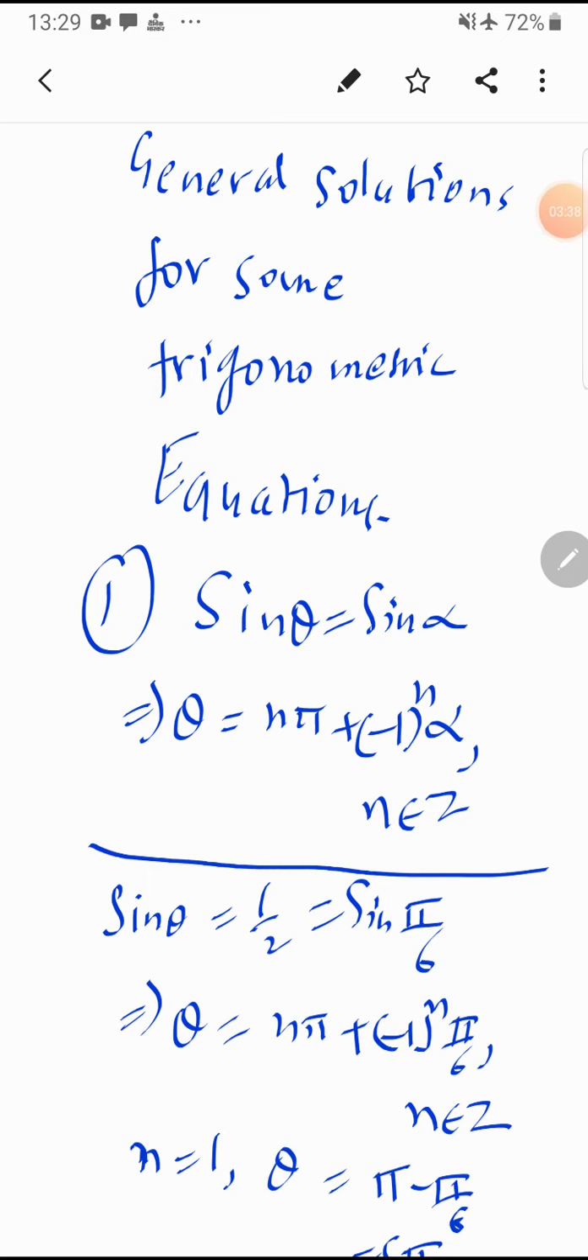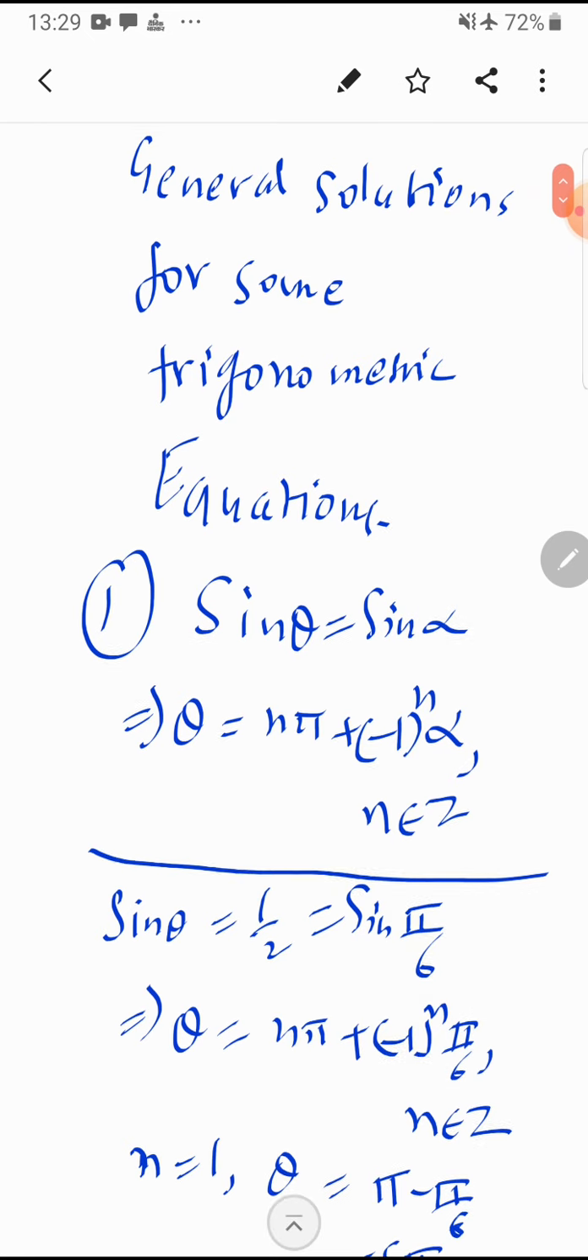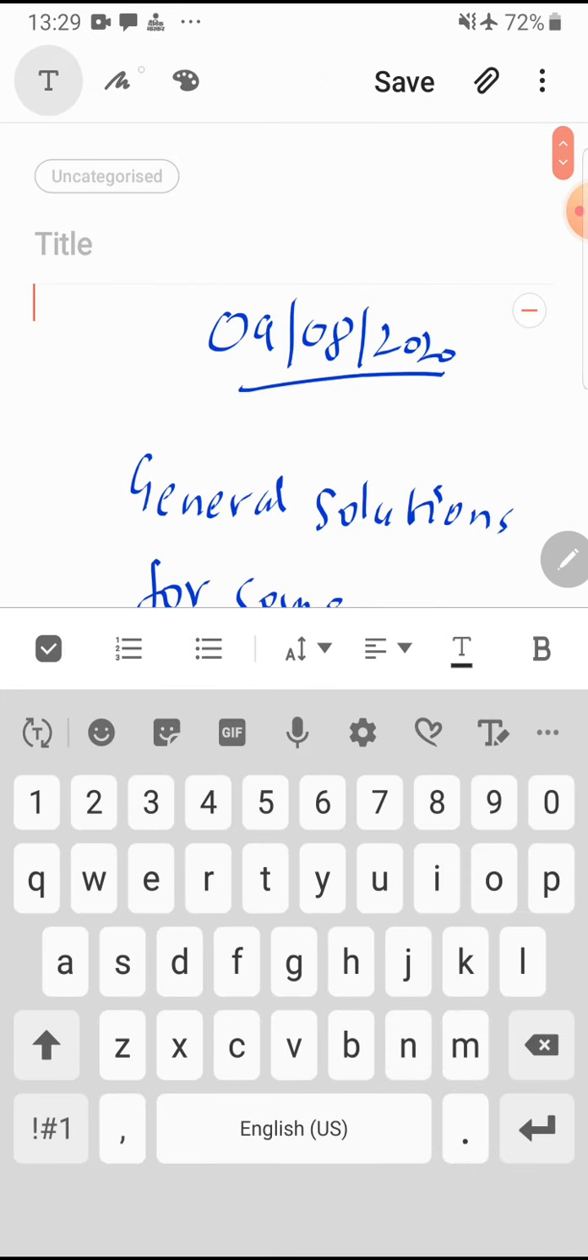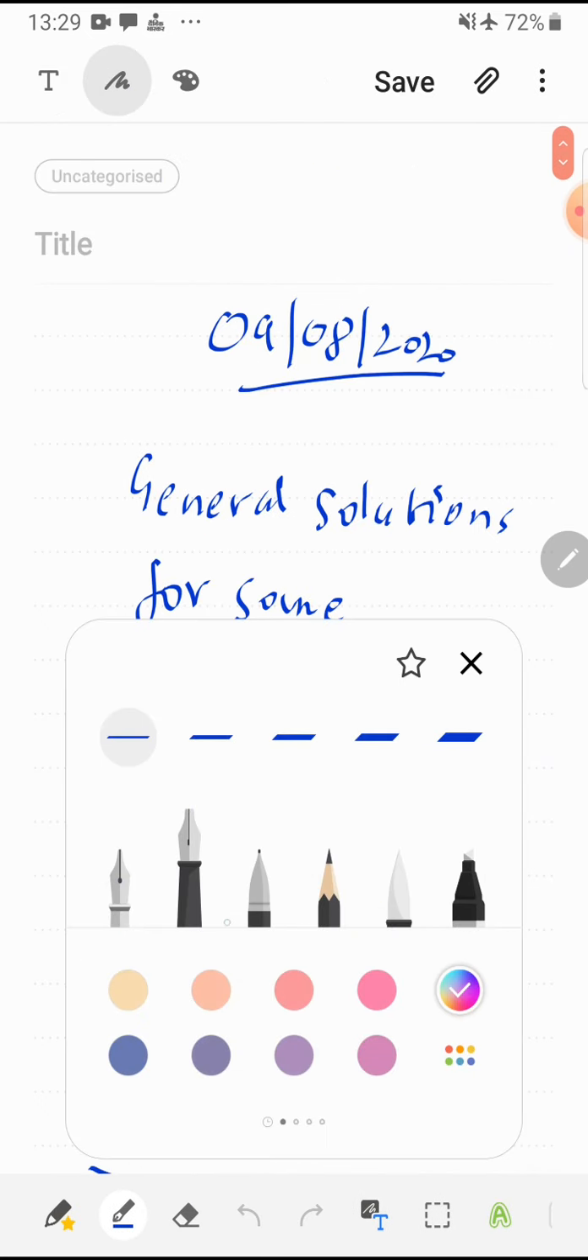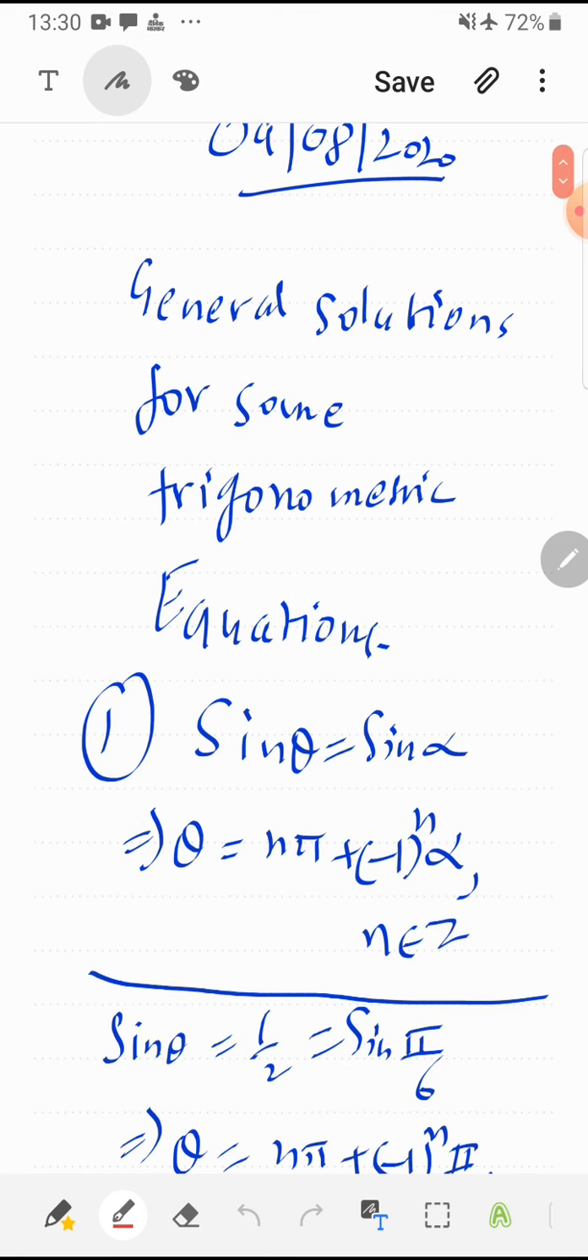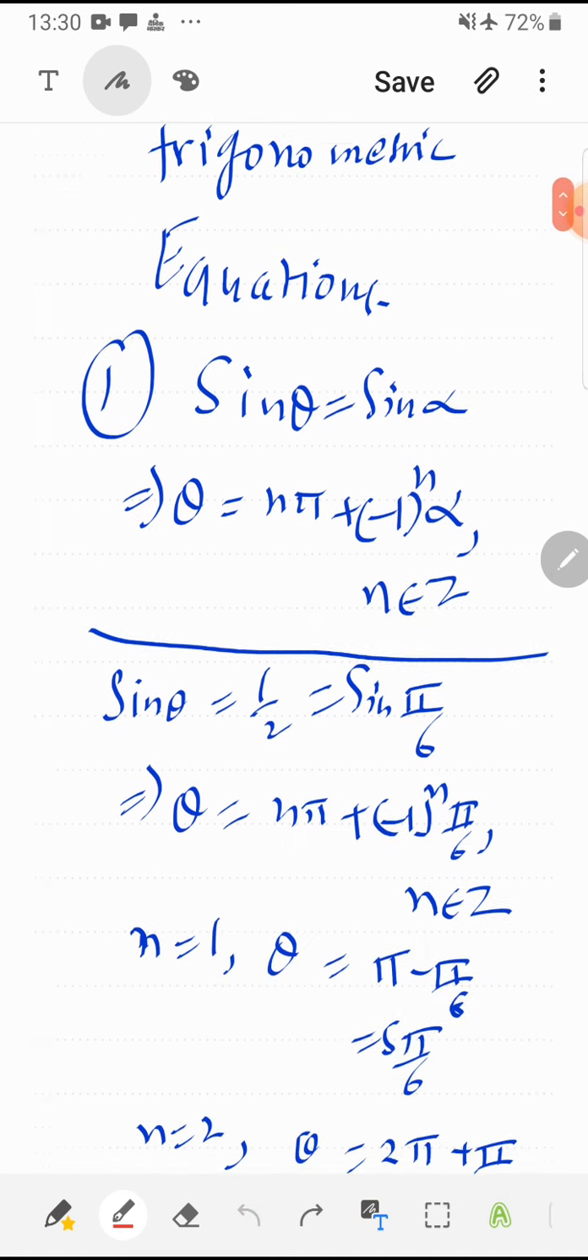Now let us observe some more results about general solution. When two sines are equal, like sin theta is equal to sin alpha, normally we say theta is equal to alpha. This is a very basic solution. But the general solution says it is n pi plus minus 1 raised to the power n alpha where n belongs to Z. Let us see how it works.